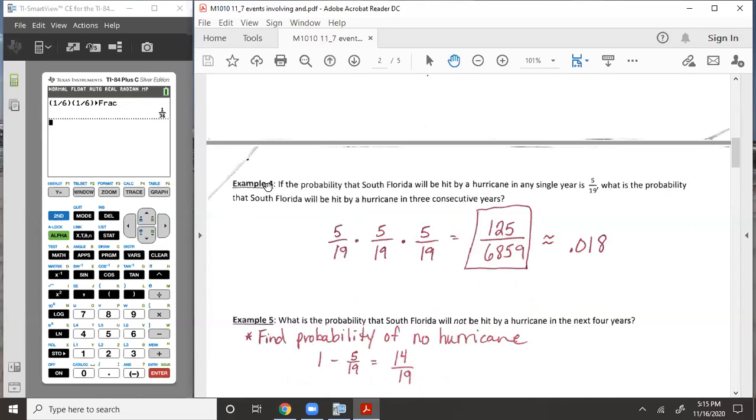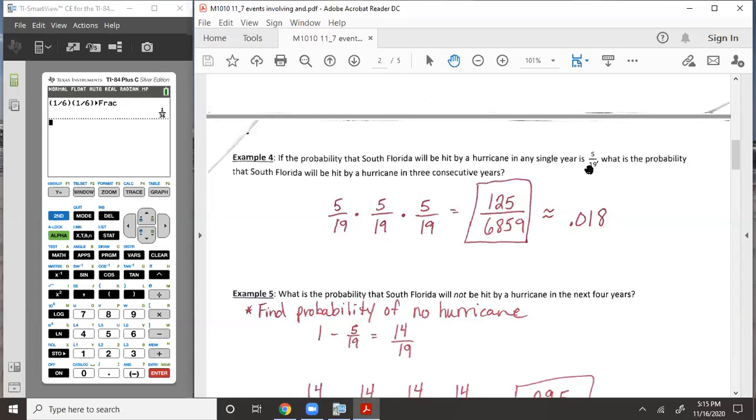Example 4, if the probability that South Florida will be hit by a hurricane in any single year is 5 over 19, what is the probability that South Florida will be hit by a hurricane in 3 consecutive years? That is, a hurricane hits South Florida 3 times in a row. The probability is 5 over 19 times 5 over 19 times 5 over 19.